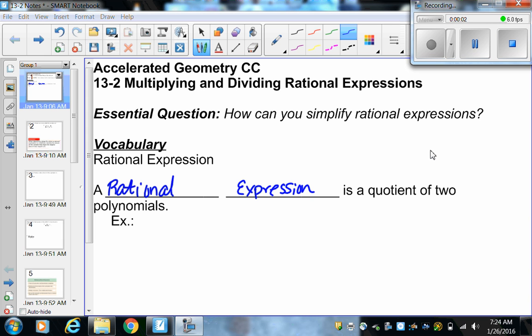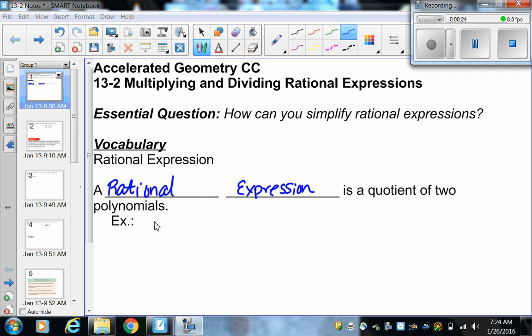This is the video for section 13-2 on multiplying and dividing rational expressions for accelerated geometry. Day 1's video, we will just be looking at multiplying, and tomorrow's video we will look at dividing. So key vocabulary in this lesson is rational expressions, and a rational expression is just a quotient of two polynomials.